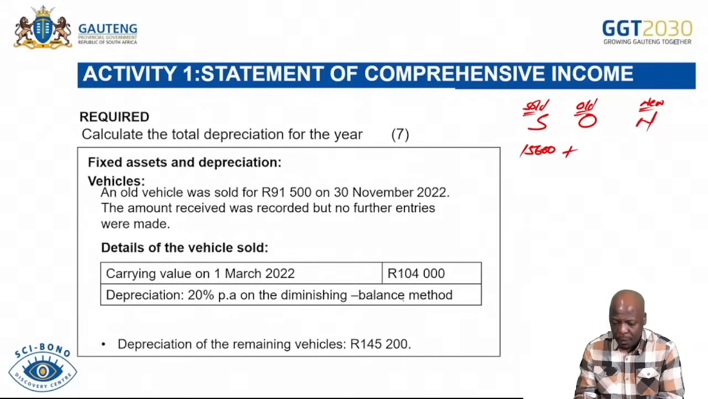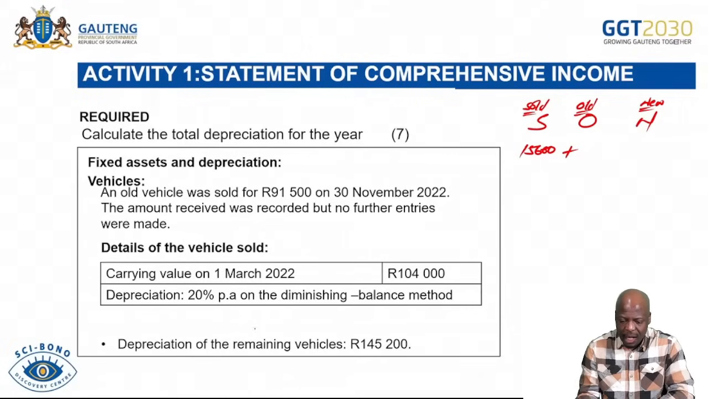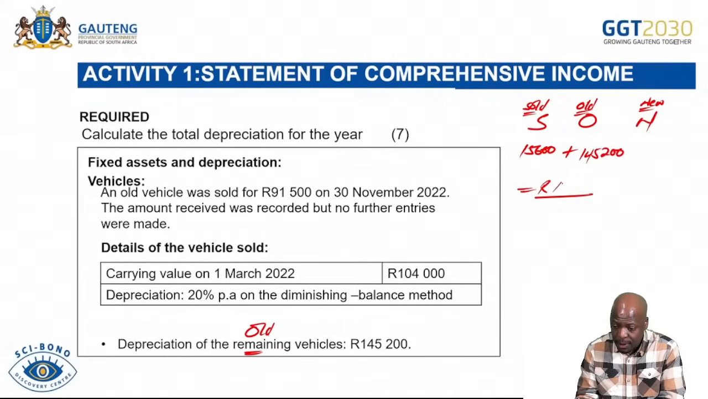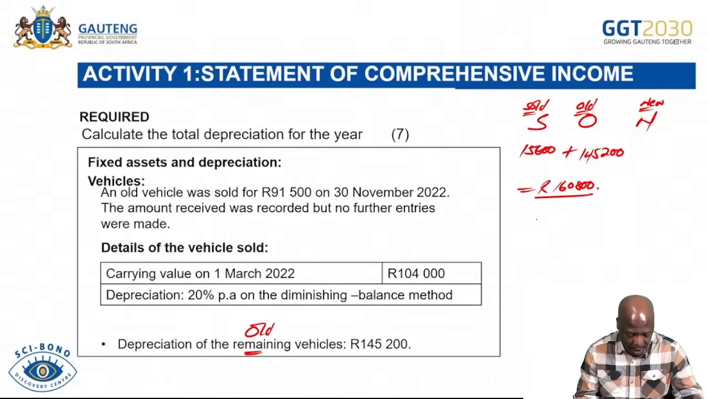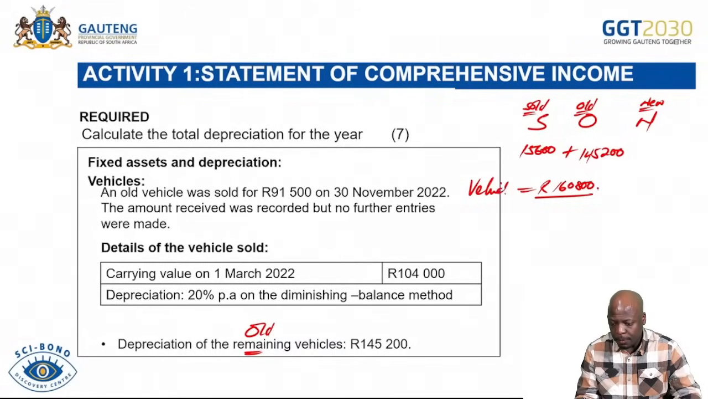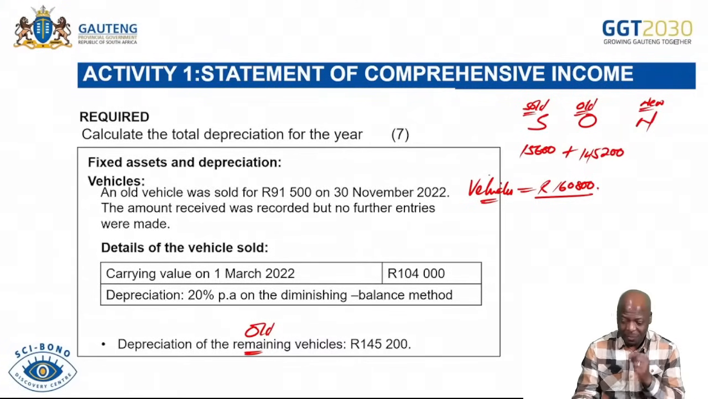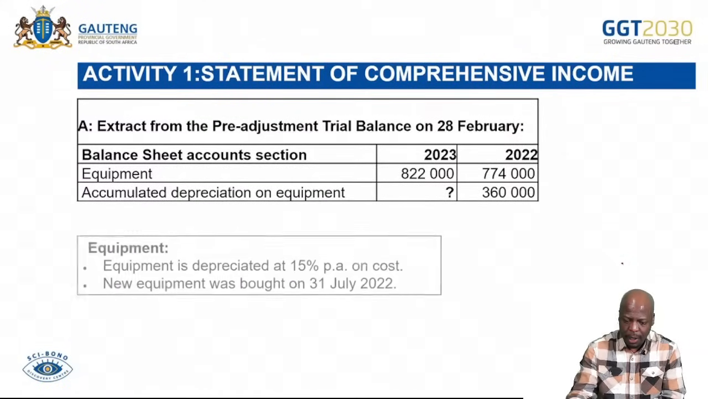And we have depreciation for the old. That is the remaining. That is the old remaining, which is 145,200. The old remaining, which will give you now the total of 160,800. That gives you your total depreciation. Okay, this is for what? This is for the vehicles. Remember, this is for your vehicles. But we don't only have vehicles. We also have another asset called equipment. Let's go and see on equipment.